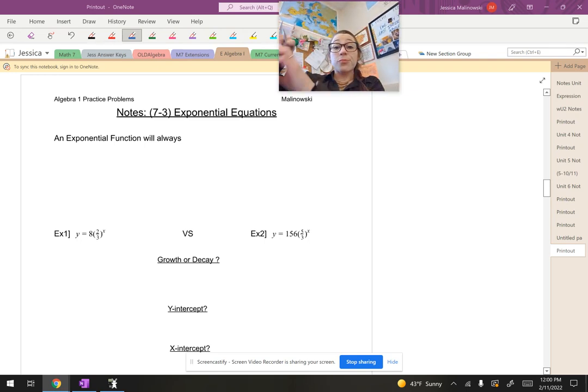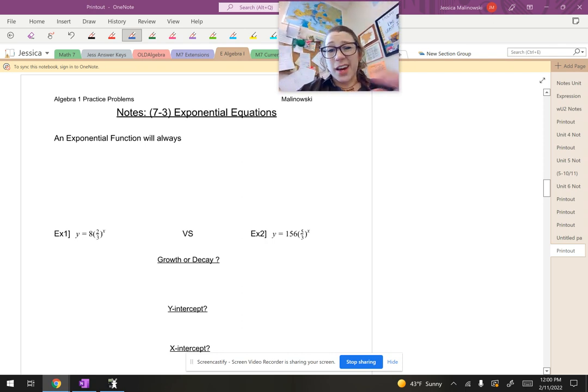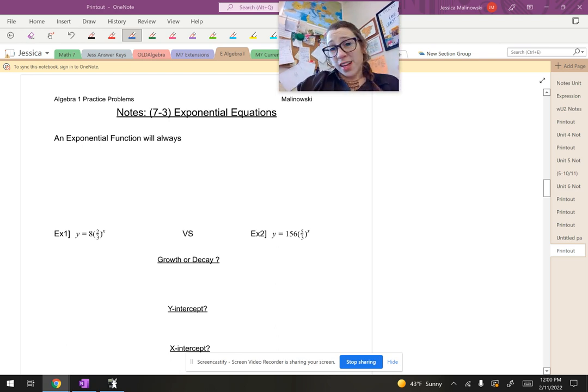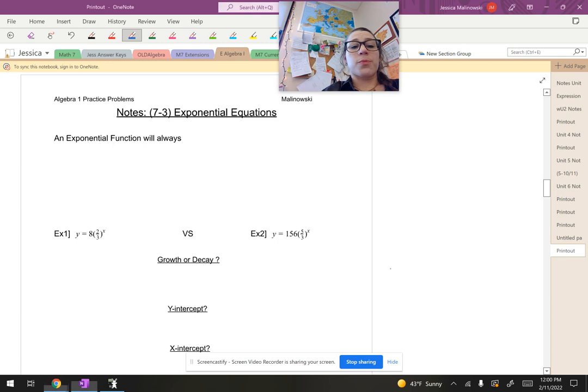Okay. So, algebra notes for 7-3. This is solidifying the exponential growth from lesson 1 and the exponential growth or decay from lesson 2 and smushing them into one general exponential equation.